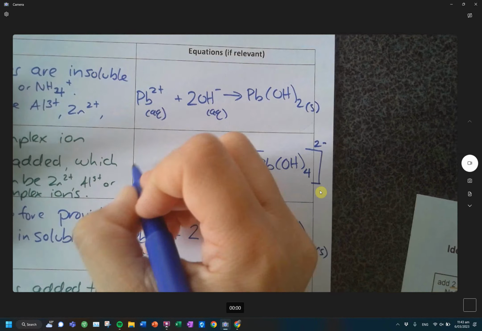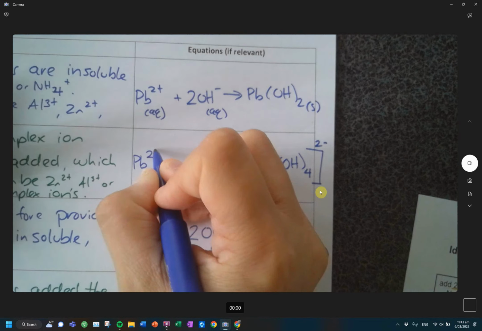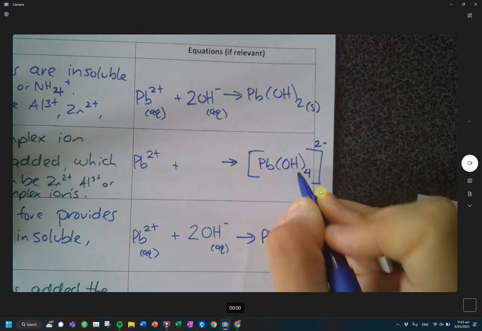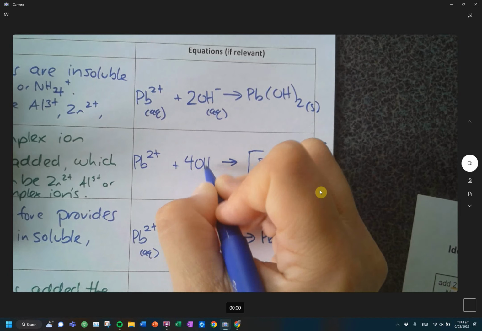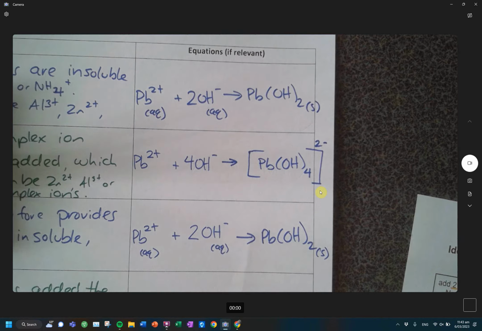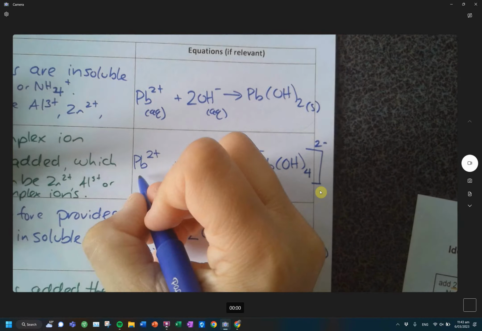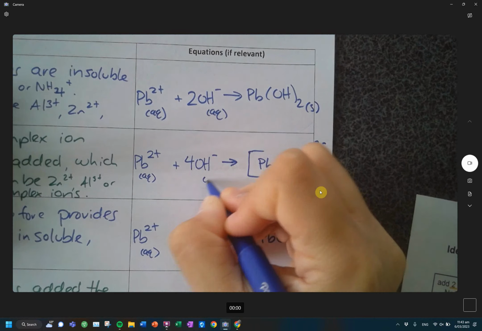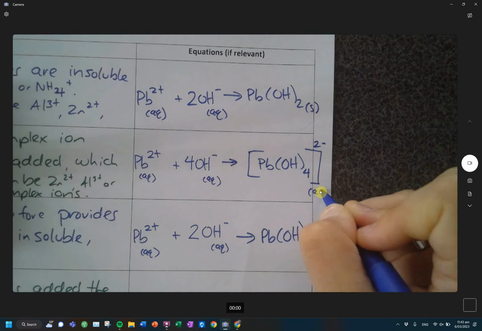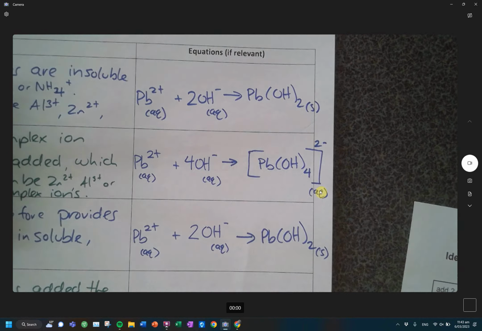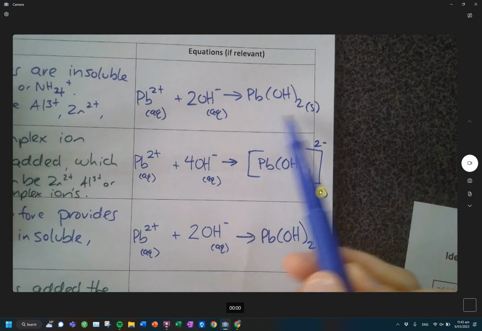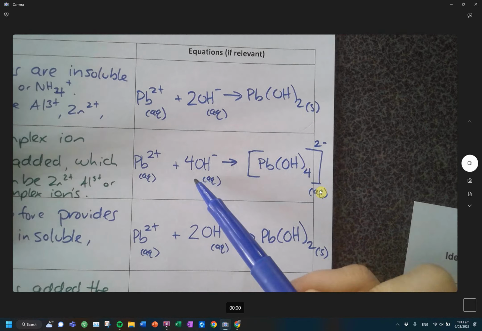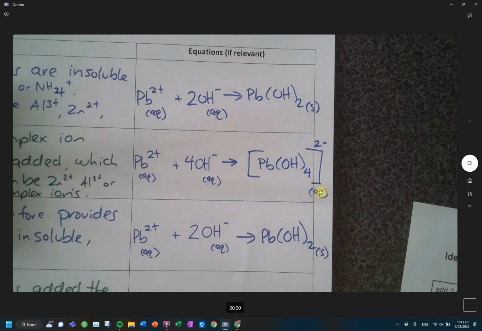So I have lead on this side, Pb2+. I have 4 hydroxides on that side. And that's my equation for it. And then I would go aqueous, aqueous, and aqueous, because it's dissolved. So basically what's happened is we had this substance here. I added some more hydroxides, and that's allowed it to go to complex ion. If I don't have enough hydroxides, it doesn't dissolve. That's why that ratio is really important when you guys are doing your practical.